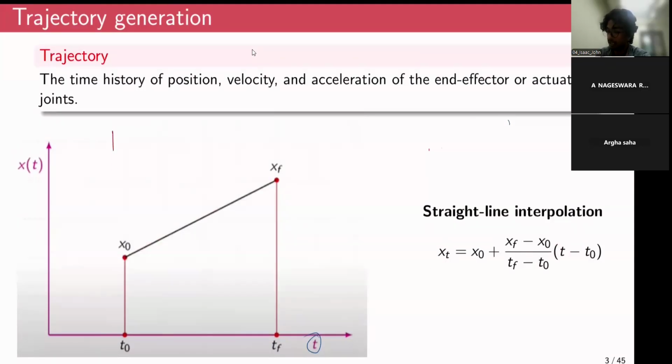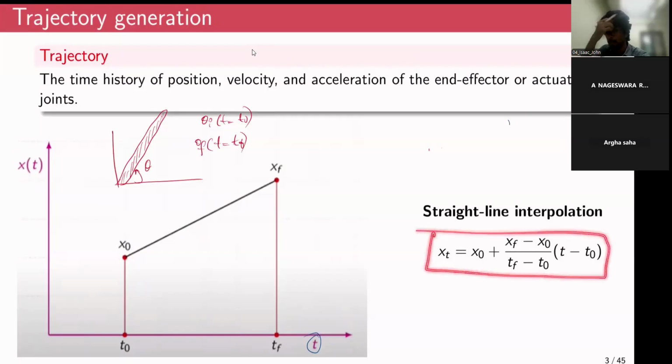For example, if you have a single degree of freedom, you don't even have to call it a robot, but an arm with just a single degree of freedom, maybe theta, and it begins at an initial position theta i at time t equal to t0, and at the final time t equal to tf, it will be at theta f. And if you want to plan a trajectory, if you want to fit a straight line trajectory, you can use an equation similar to this.